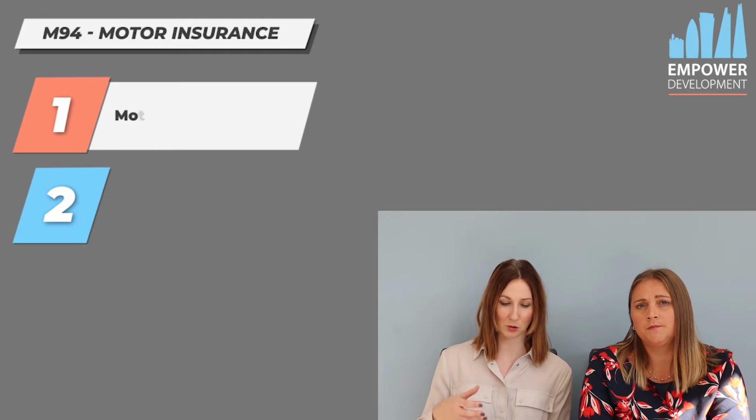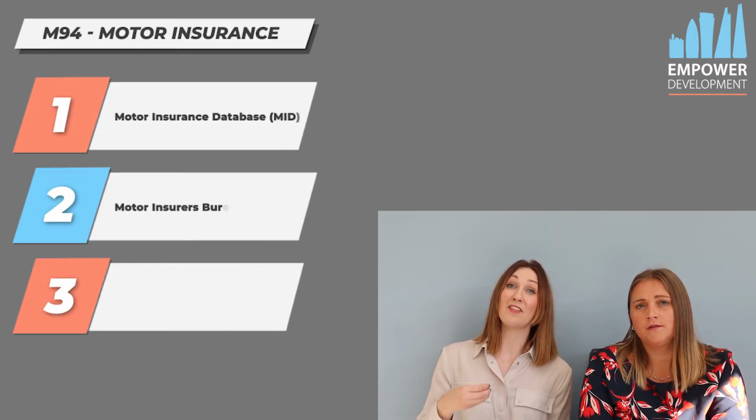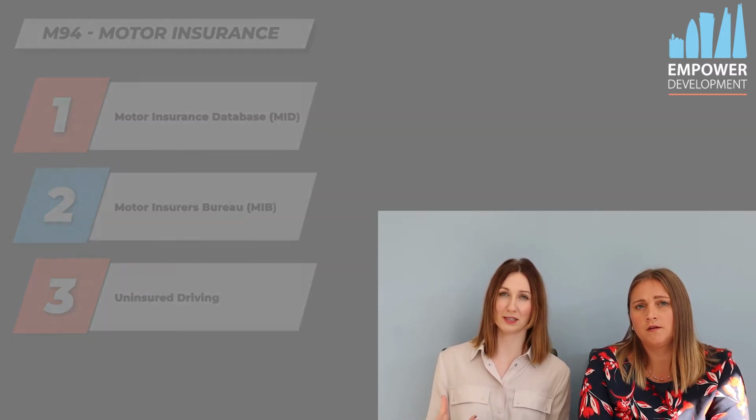So the first few chapters look really at the legal considerations. They talk about motor risk, they talk a little bit about the level of risk, and then different kinds of legislation. So ultimately the Road Traffic Act 1988, which is what we're going to focus on most in this particular book. Then they talk a little bit about the MID, the Motor Insurance Database, and then the Motor Insurers' Bureau, the MIB, and then also methods and ways to combat uninsured driving.